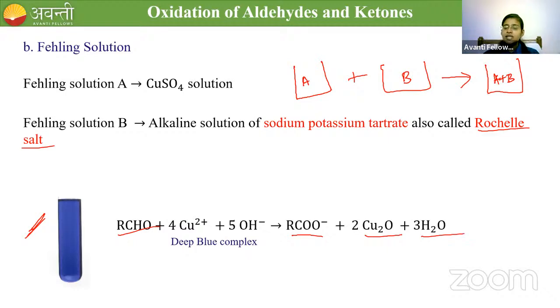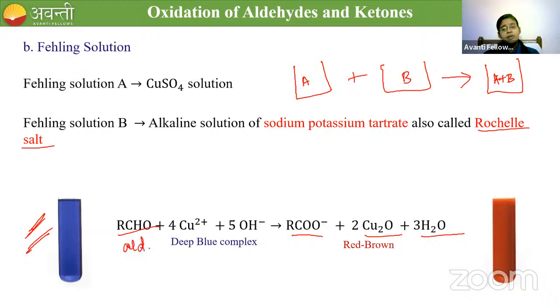So how do we know that the aldehyde has got oxidized? Using an indication, and the indication here is the presence of a red-brown colored compound. If the blue colored complex turns into a red-brown colored precipitate, then you can say that the compound I have taken with the Fehling solution is an aldehyde.